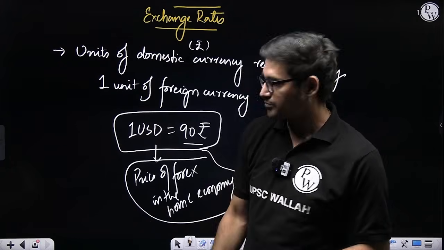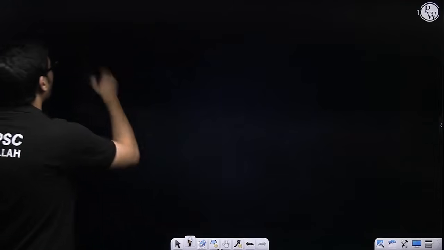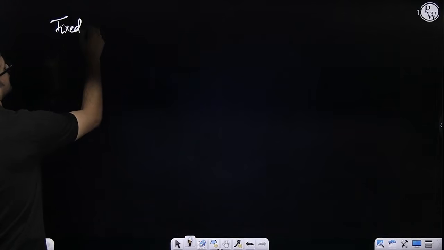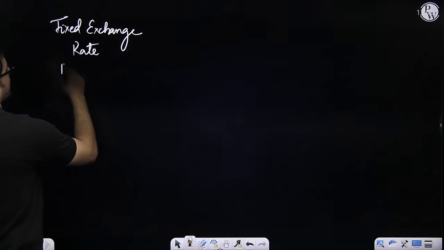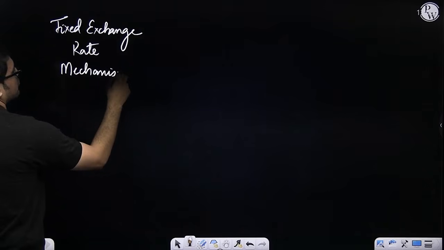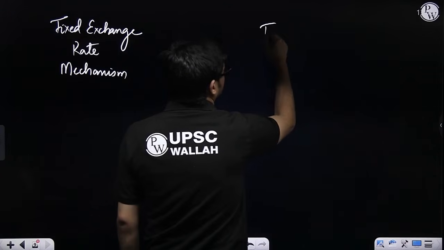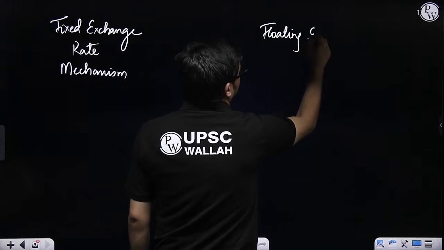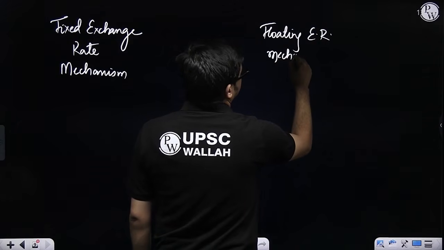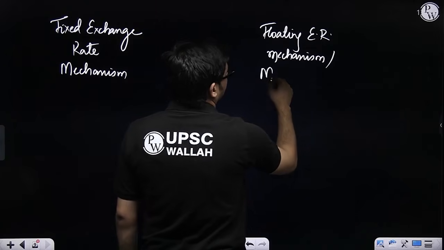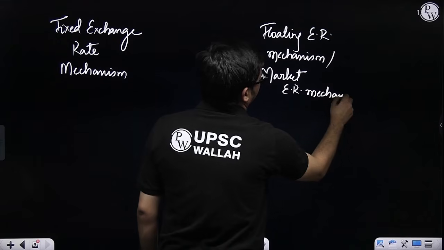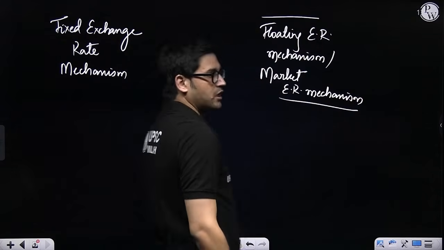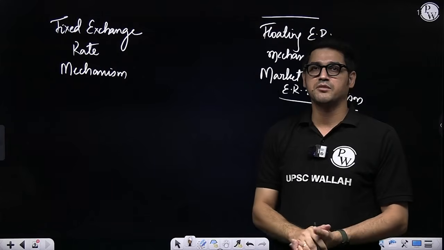Now, there are two mechanisms through which exchange rates are determined. One is called the fixed exchange rate mechanism. And the other one is what is called the floating exchange rate mechanism. It is also called the market exchange rate mechanism. We'll start with the floating exchange rate mechanism or the market exchange rate mechanism.